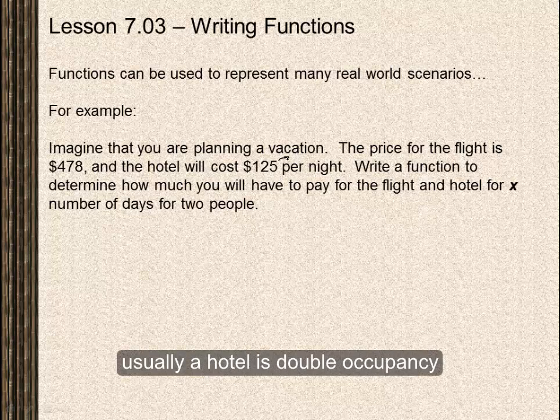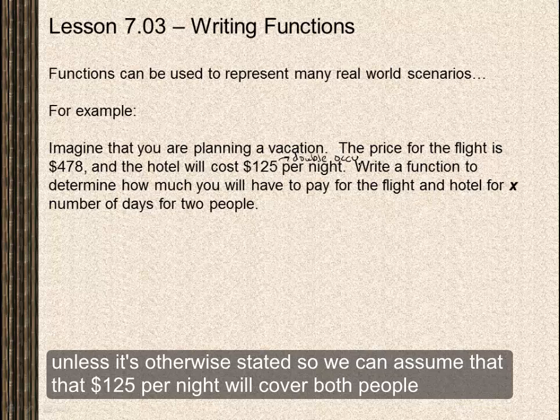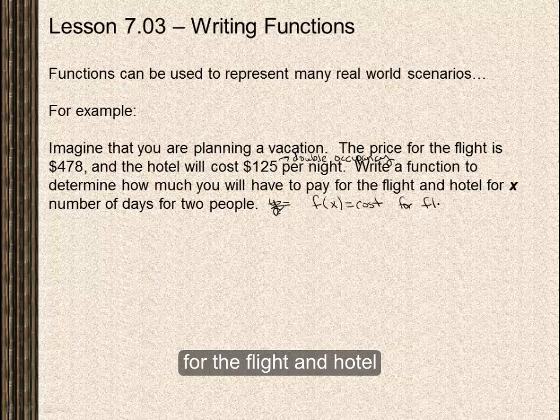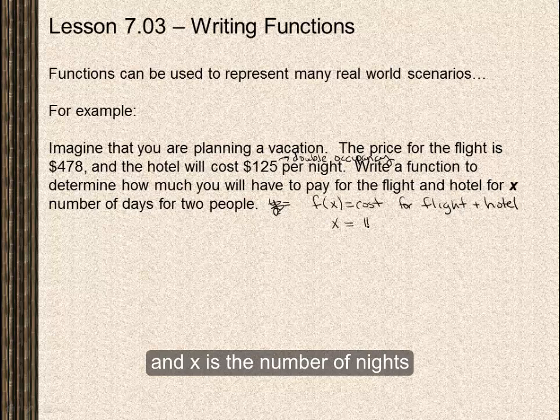Usually a hotel is double occupancy, unless it's otherwise stated. So we can assume that that $125 per night will cover both people. So we'll say that y is the cost. Sorry, not y, we're using functions. f of x is the cost for the flight and hotel, and x is the number of nights.